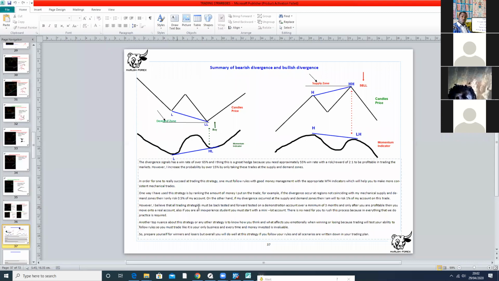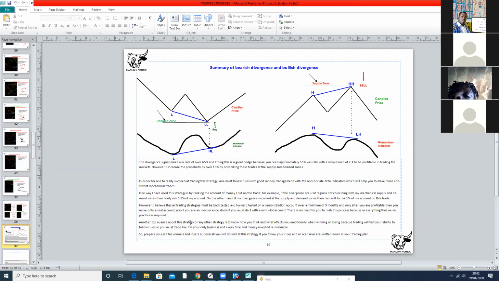However, I believe that all trading strategies must be back tested and forward tested on a demonstration account over a minimum of 3 months, and only after you're profitable, then you move on to a real account. Also, if you're inexperienced students, you must start with a mini lot account. There's no need for you to rush this process because in everything that we do, practice is required.